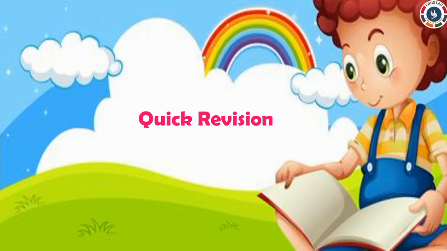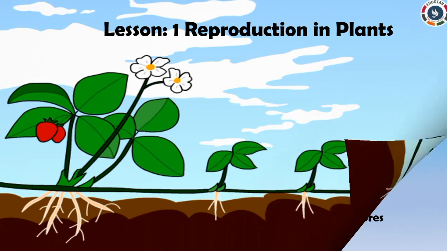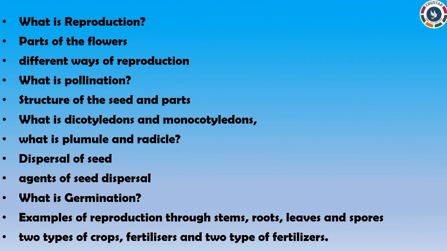Now I will give a quick revision for lessons 1, 2 and 3. What are the concepts you have to study in these lessons? I will say now. Lesson 1, Reproduction in Plants. What you have to learn in this lesson?